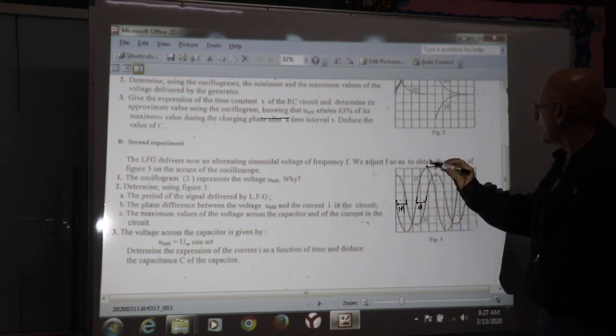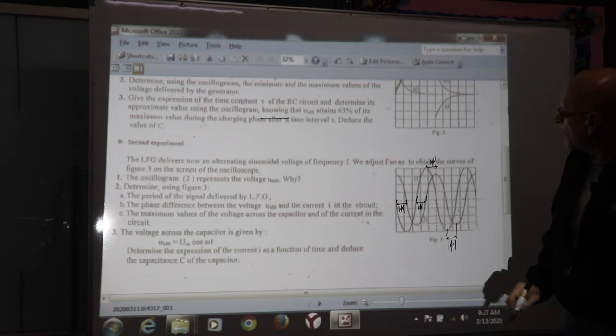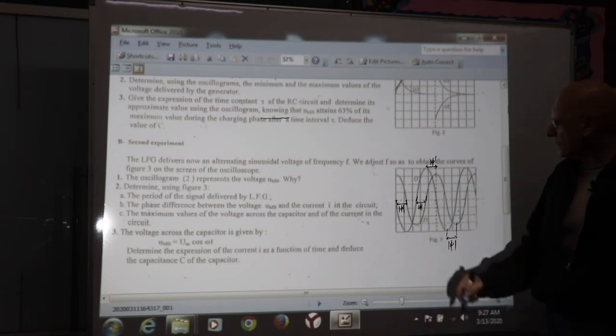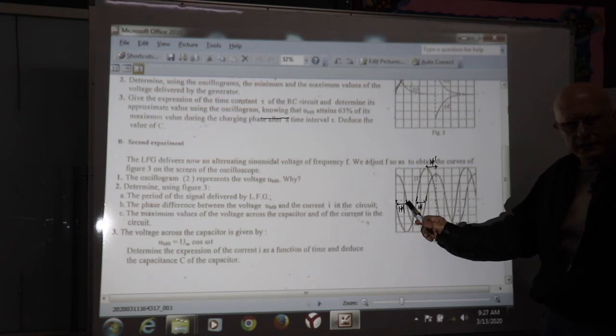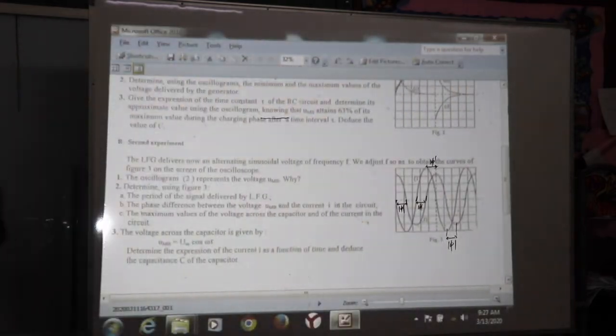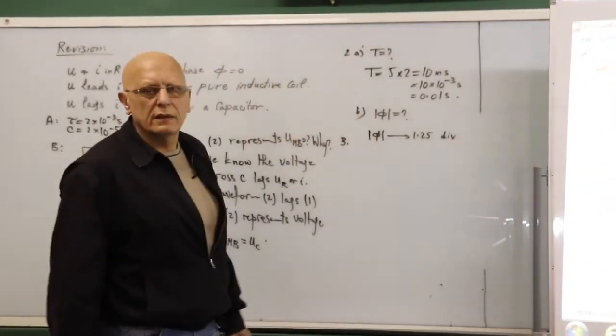Here, this is also phi, two consecutive maximums or two consecutive minimums. The best reading, always you should look carefully and choose the best reading. I think that this phi is the best reading. It is about 1.25 division. So phi corresponds to 1.25 division, but phi is in radians.